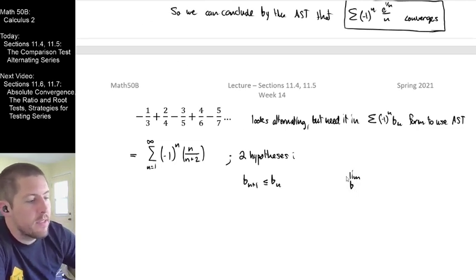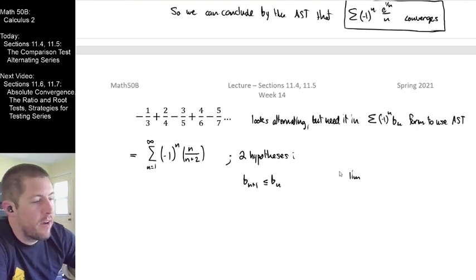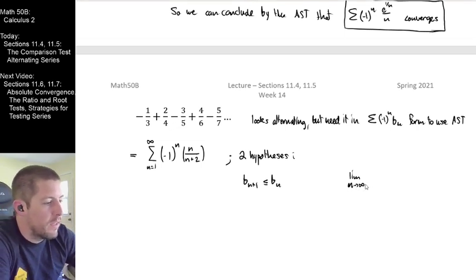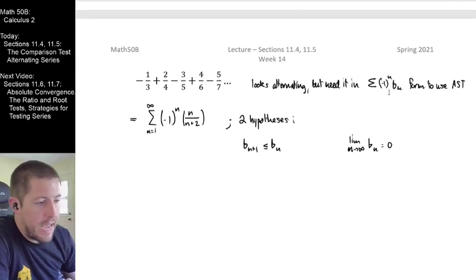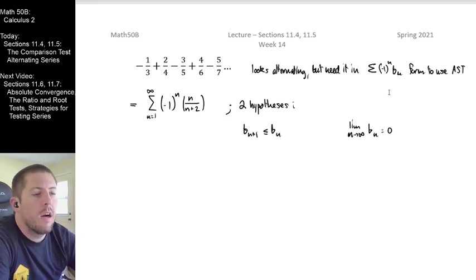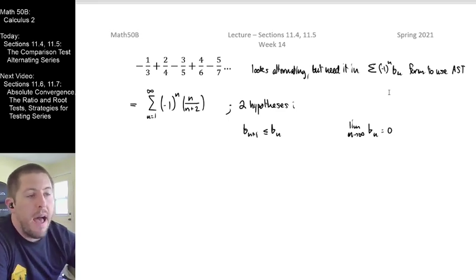Oh my gosh, if I write this limit, I just can't write it. I'm going to write a b down there literally every single time. I can't help it. So question one is, what's happening? Do we satisfy these two hypotheses? Are these values getting smaller?